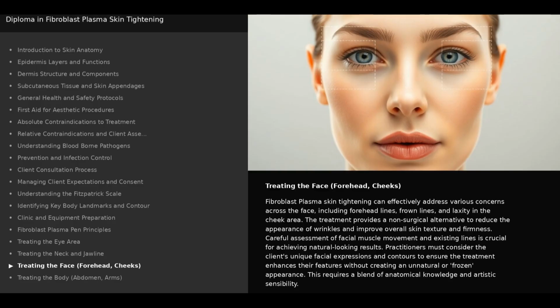Careful assessment of facial muscle movement and existing lines is crucial for achieving natural-looking results. Practitioners must consider the client's unique facial expressions and contours to ensure the treatment enhances their features without creating an unnatural or frozen appearance. This requires a blend of anatomical knowledge and artistic sensibility.